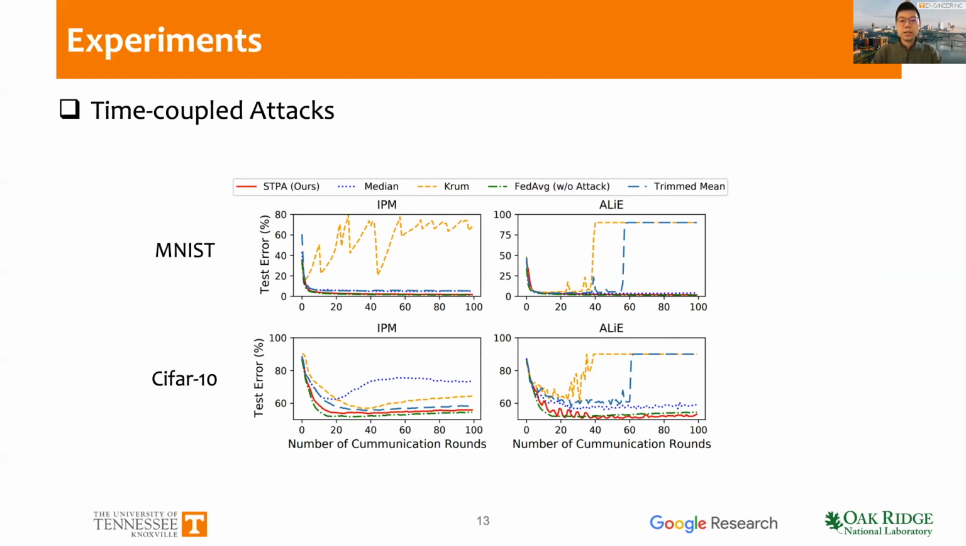The ALIE attack is found to be extremely effective against Krum and trimmed mean on both datasets, leading to complete model divergence. Our method, on the other hand, is able to resist those time-coupled attacks on both datasets, achieving the lowest test errors that are closest to the ones produced by federated averaging with no attack across all settings.